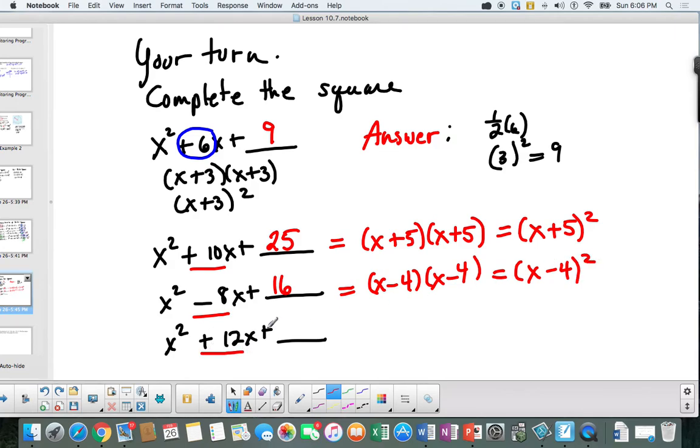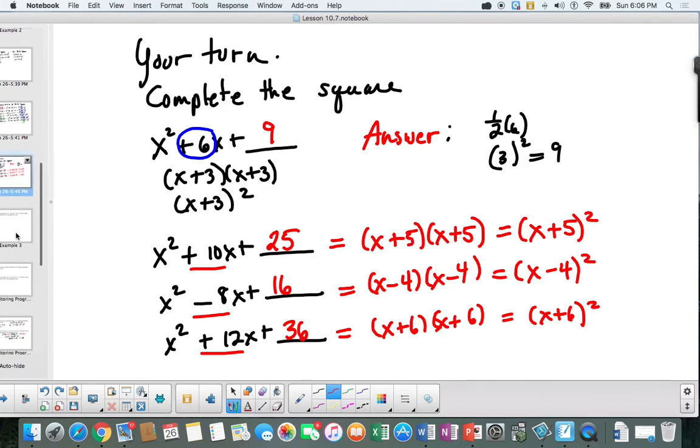Take half of this number, 6, square it, 36. And now when I factor, I'm going to have x, and take the square root of 36, that's 6 and 6. Make them both positive to create the 12, and you're going to get x plus 6 squared. So this is what we call completing the square.